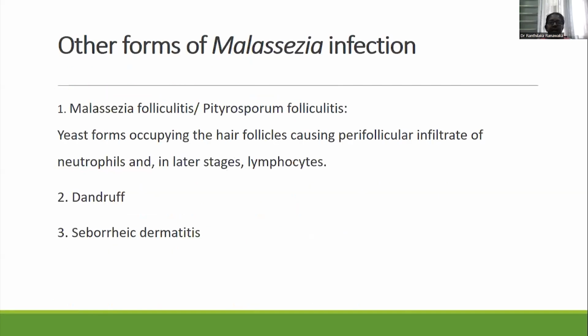Other forms of Malassezia infection: one, you may have heard, is Pityrosporum folliculitis, or we call it Malassezia folliculitis. That's a yeast form occupying the hair follicles. On the back of the trunk, there is some folliculitis. I didn't give the treatment because it's a little complicated. You can send that patient to us. And dandruff is again Malassezia species, and seborrheic dermatitis, again Malassezia overgrowth. So Malassezia is a commensal, but it's the overgrowth of Malassezia that causes these problems.